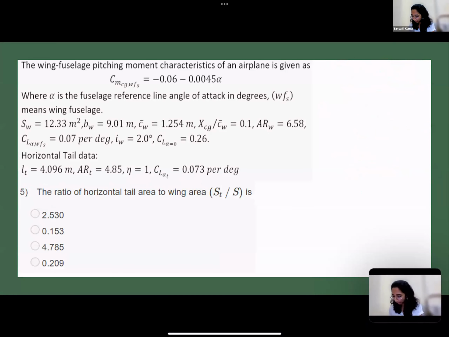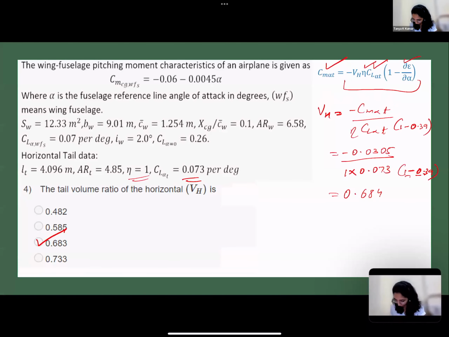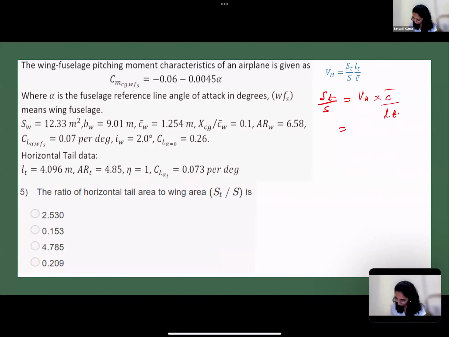The horizontal tail area to wing area, ST upon S. Just now we saw that the horizontal tail volume ratio was ST upon S into LT upon C bar, okay? So we can use that and find out. This is the equation. They've asked you to find out ST upon S. How do you do this? You have VH, right? So ST upon S is VH into C bar by LT. Now C bar is the mean aerodynamic chord of the wing, okay. VH was, what is the value? 0.684.